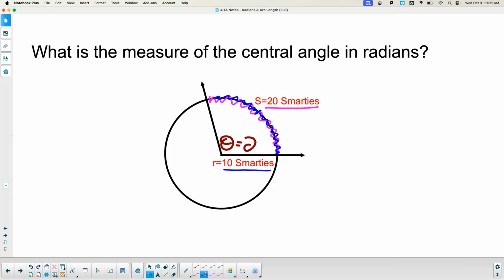So this is 2 with a little r up there, that's the same thing as saying 2 radians or 2 rad. Those are the 3 different ways to write that. Okay? Questions, comments, concerns, clarifications?